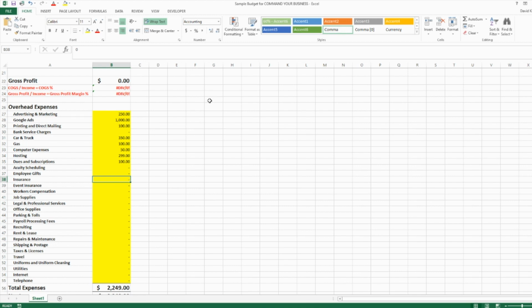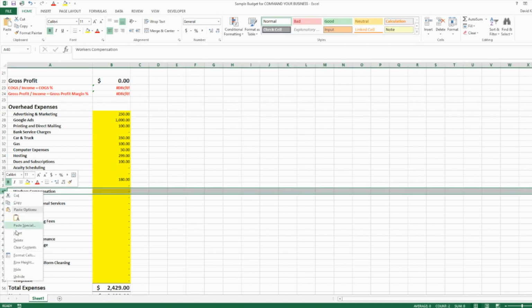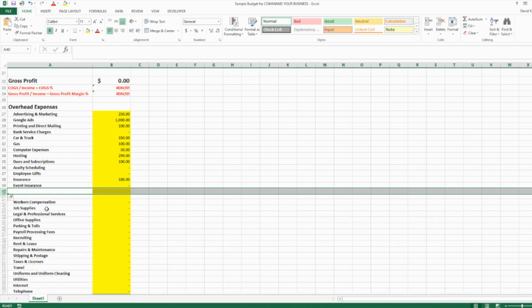My business insurance, this is paid monthly, and this is $180 if I remember correctly. Event insurance, this is only for certain types of businesses. I'm going to leave this blank. Workers' comp. I do have some employees. However, I actually realized I don't have payroll and payroll taxes listed here. So I'm going to drop 2 lines, which is perfectly fine.